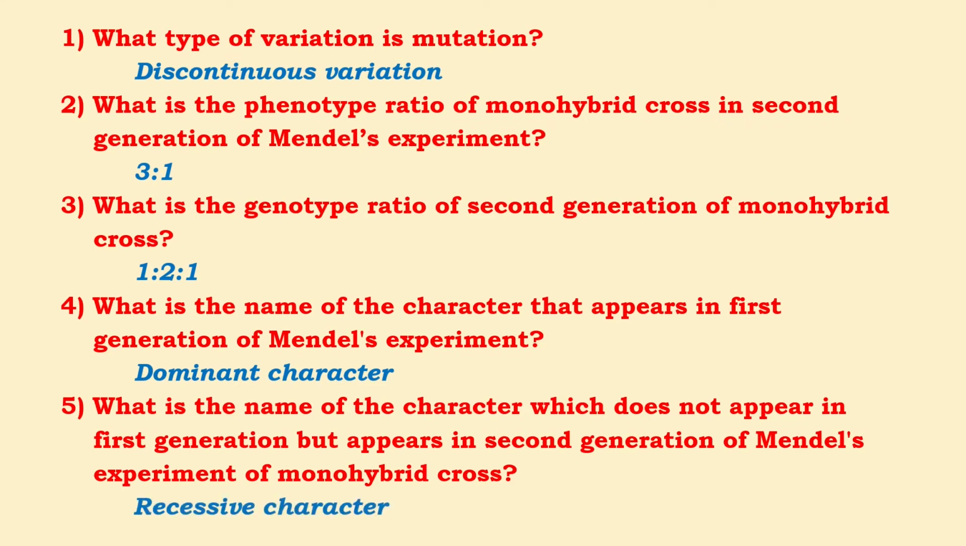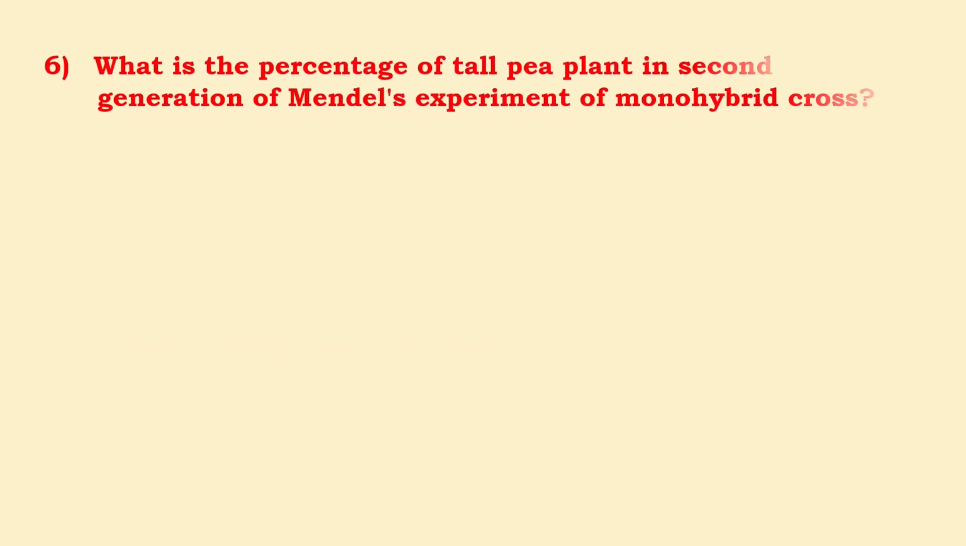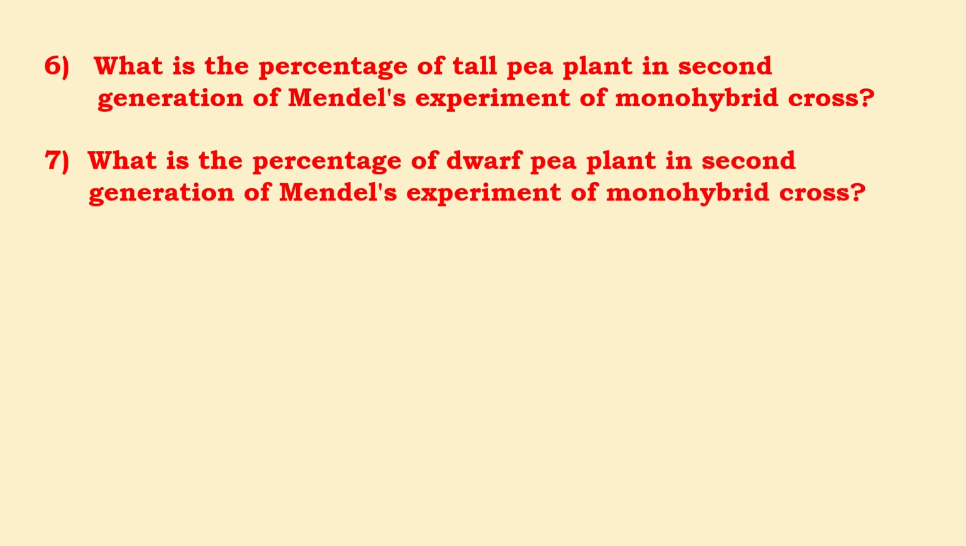Okay, now let's go to the other questions. 6, 7, 8, 9, 10. I selected 10 questions. What is the percentage of tall pea plants in the second generation of Mendel's experiment of monohybrid cross? This is not the first generation. In the first generation all are tall. In the second generation, what is the percentage of tall pea plants? Okay, think about this. I'll give you the answer later.